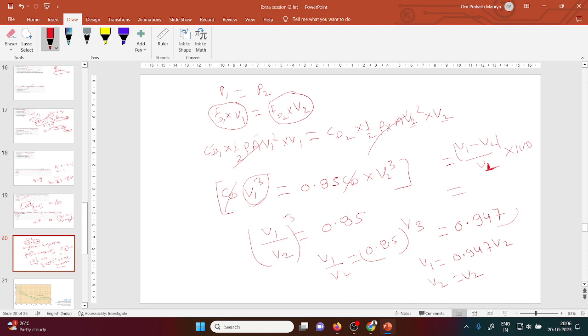So V1 is equal to what? 0.978, 0.97, right? And V2 is V2 already. So if you calculate the percentage increase, it means with respect to the previous one, right? So V1 minus V2, or you can say V2 minus V1, always the modulus is here, right? So how much is the increase? 5.57.